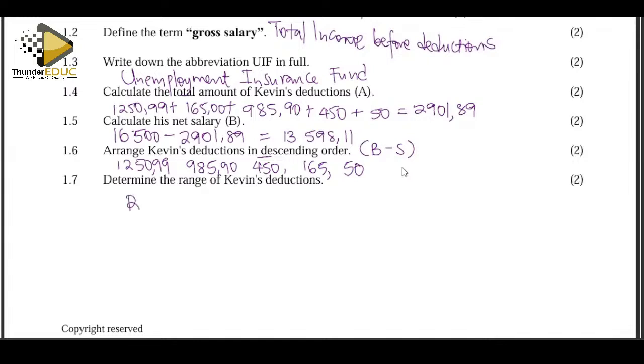Okay, determine the range. Range, in your head, you know very well that if I have my range, I will have to get the highest value minus the lowest. Our highest value was 1,250.99 minus the lowest is 50 rand, giving us the answer as 1,200.99. That marks the end of question number 1.